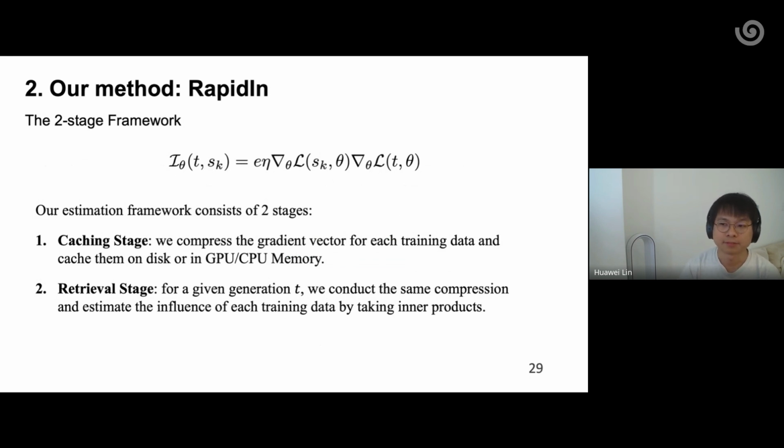Now I'm going to introduce our method, RapidIn. It consists of two stages, the caching stage and the retrieval stage. First, in the caching stage, we compress the gradient vector for each training data sample and cache them on disk or in CPU or GPU memory. And then is the retrieval stage. For a given generation T, we conduct the same compression, and then we can estimate the influence of each training data sample by taking the inner product between the test generation T and the cached gradient vectors.